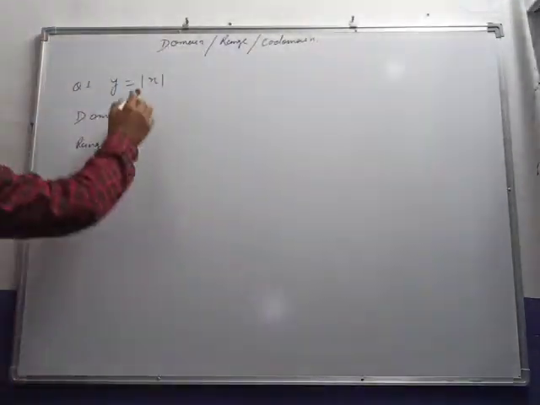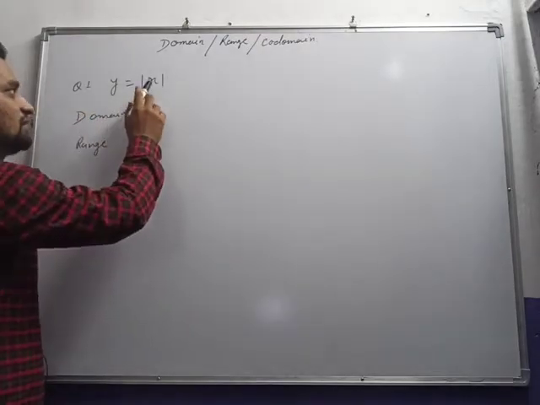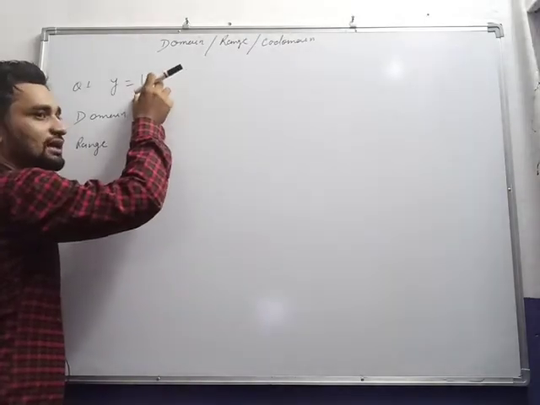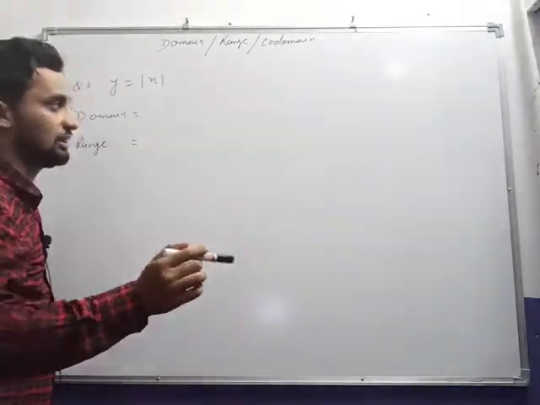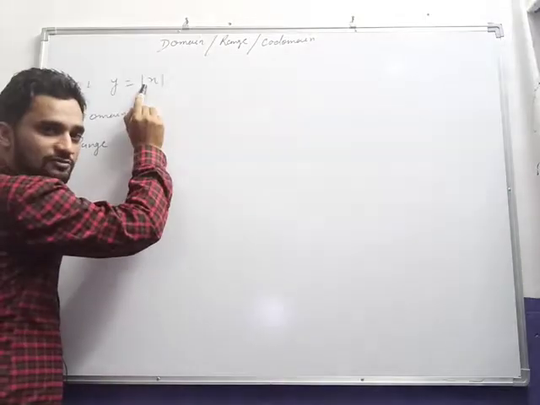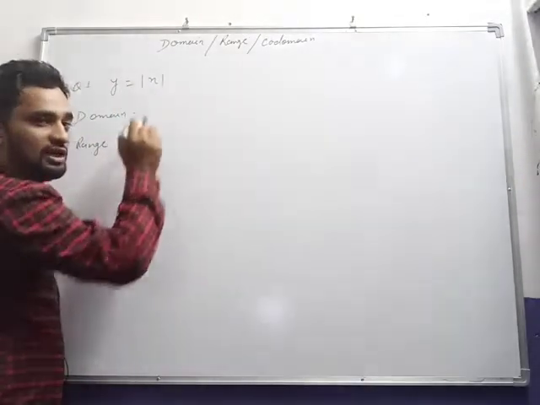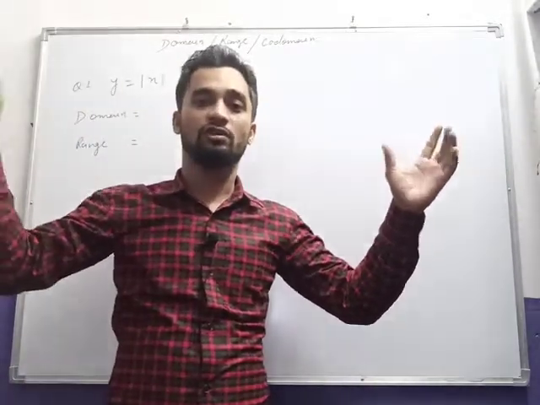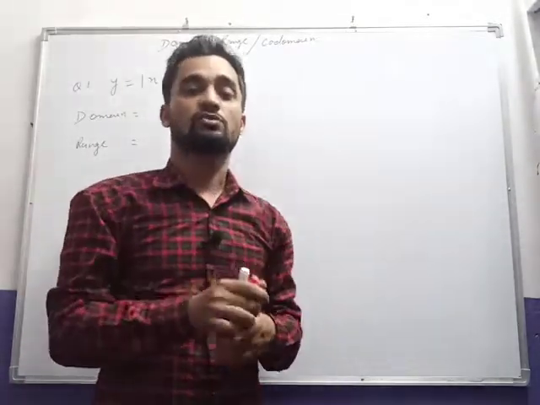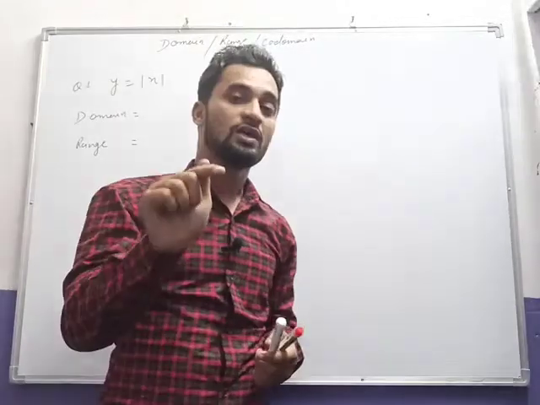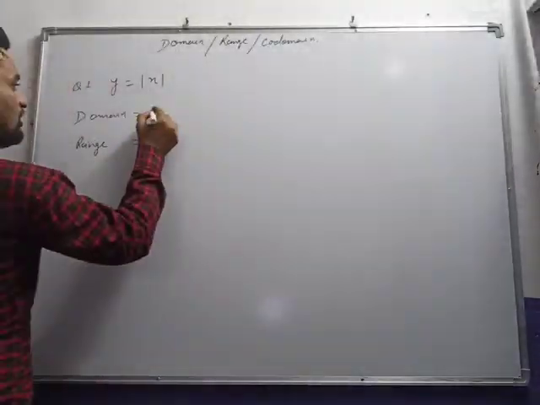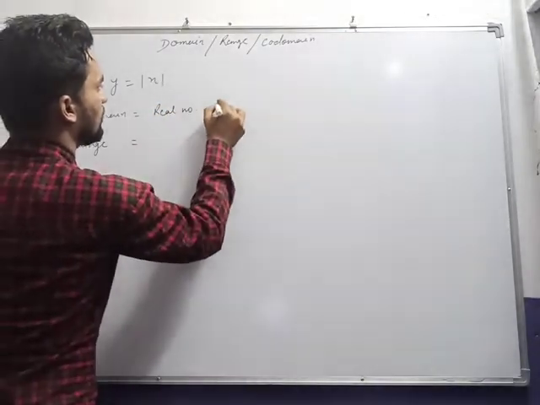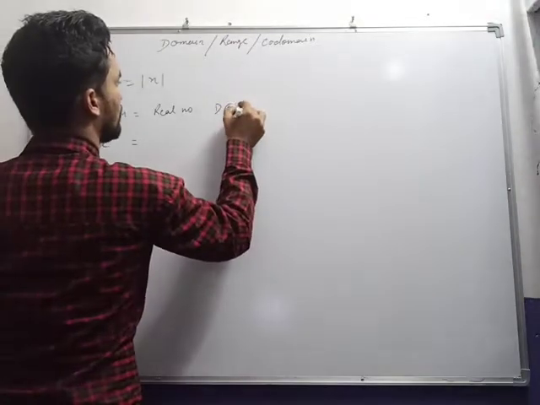In place of x, listen here, this is mod, the absolute value, so whatever value we write here comes outside with a positive sign. So I can take negative values as well as positive values. It means from minus infinity to plus infinity, all the values of x I can take. So the domain will be all real numbers, or simply I can write domain belongs to R.